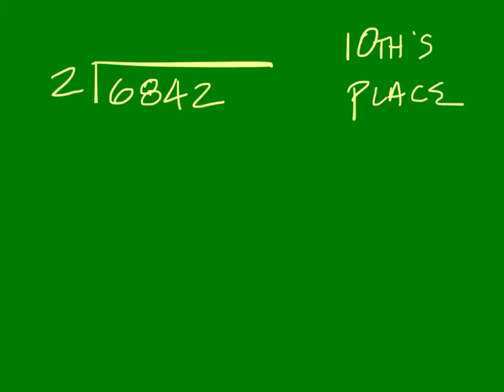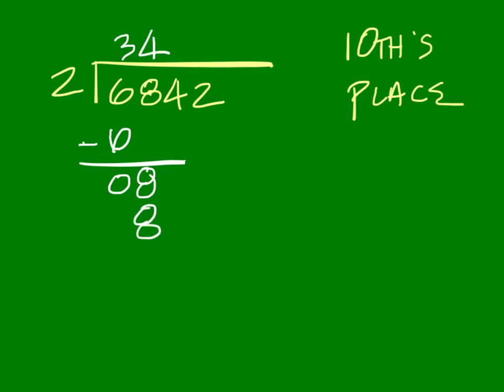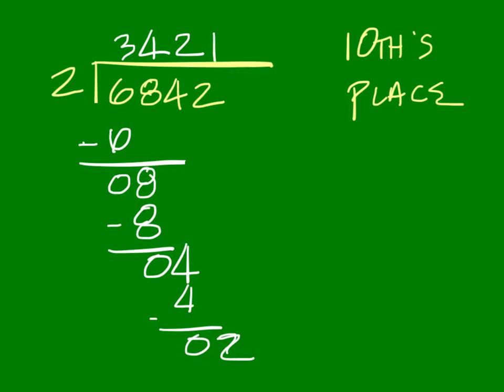Two into 6 3 times with nothing left over. Drop the 8. 2 into 8 4 times, nothing left over. Drop the 4. 2 into 4 twice, nothing left over. And drop the 2. 2 into itself once, nothing left over. 3,421.